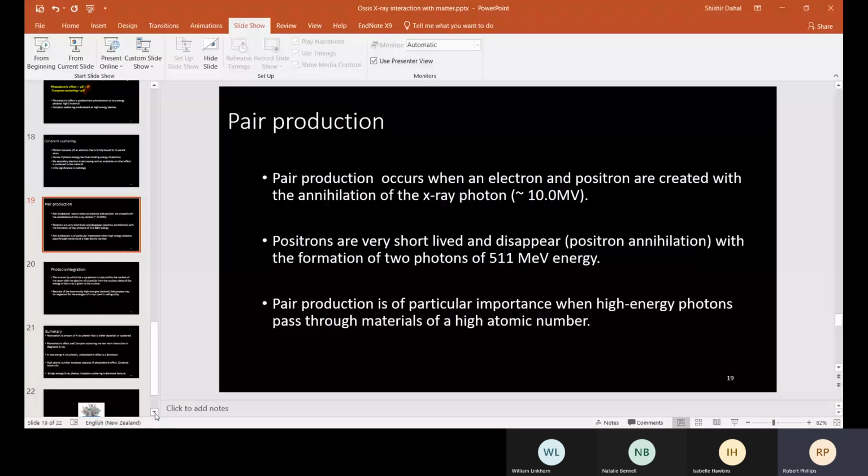Pair production occurs when an electron and positron are created with the annihilation of an X-ray photon. So it should be more than 10 MeV. The positron is very short-lived and disappears, which is called positron annihilation, with the formation of two photons of 511 keV. It's not MeV, this is a typo, it's keV energy. Pair production is of particular importance when high energy photons pass through material of high atomic number.